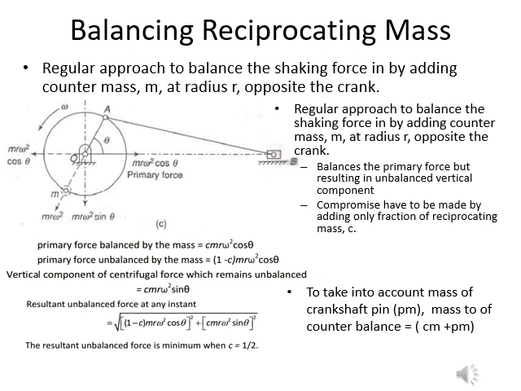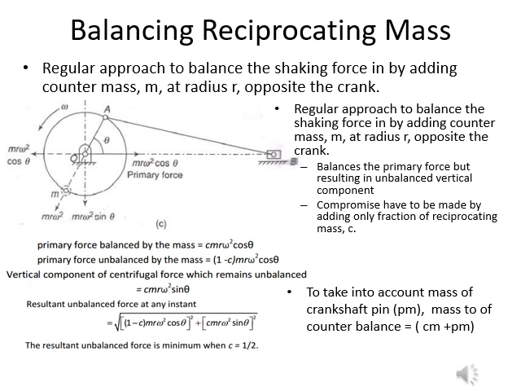The regular approach to balance the shaking force is by adding a counter mass m at radius r opposite the crank. So you must add masses m at radius r, opposing the crank. This balances the primary force but results in unbalanced vertical components, so a compromise is made by adding only a fraction C of the reciprocating masses. Mass C is the reciprocating one on the surface B.